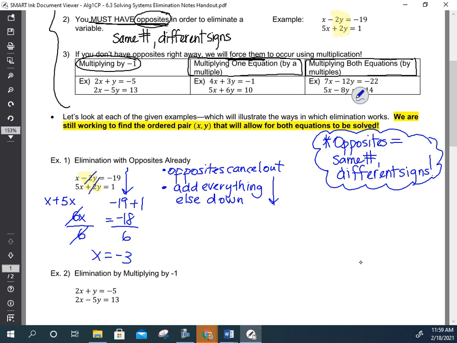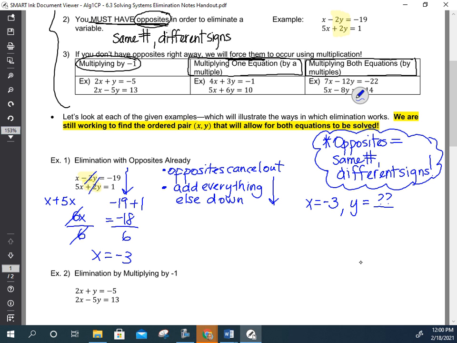All right, so we got x. So we know that x is equal to negative 3. What do we need to do to get y? How are we getting y? We're not just done with the problem. If you solve one part and not the other, that's bad. So what do we have to do to get y?